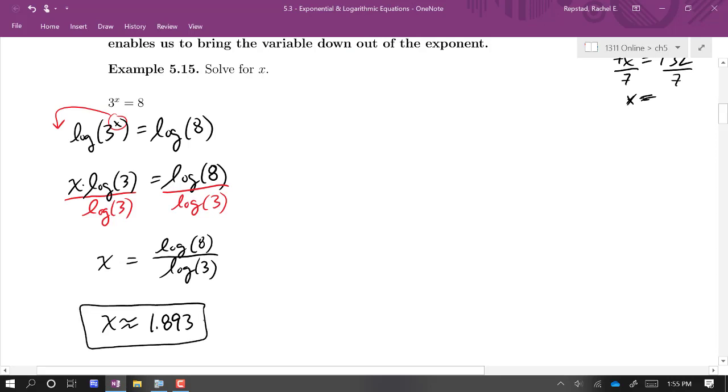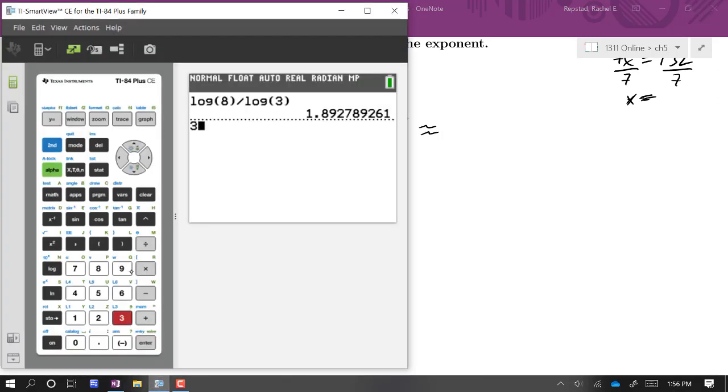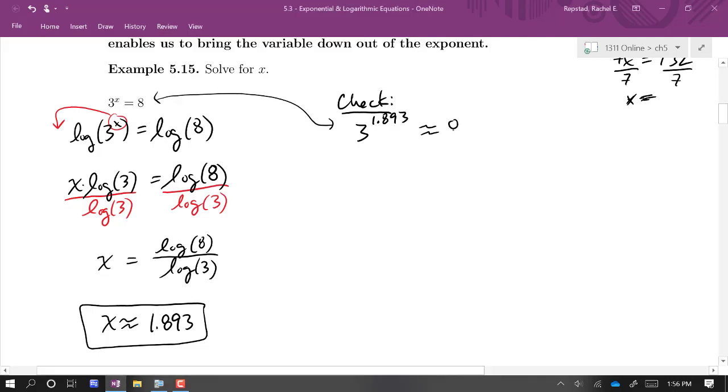So there's our solution. We can do a quick check, again in the original equation. If this holds out, then if I take 3 and raise it to the 1.893 power, I should get something very close to 8. I get 8.002, so that is very close to 8.